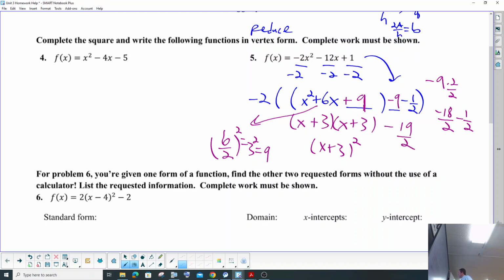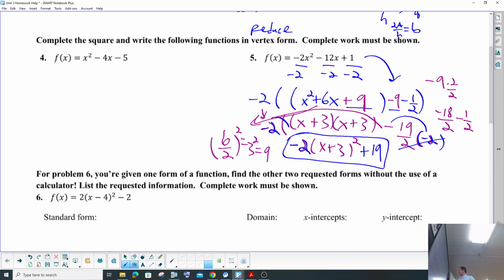Whoa! -19 halves. Now the crazy part is when we bring down that -2, that's going to be distributed in 2 places. Here, -2, but also with the -19 halves, we're also going to times that by our -2. Let me do it in blue. So -2 goes here. Then it also goes and multiplies with the -9 halves, which the 2's cancel, and negative times negative is a +19. Is that what you got as well?